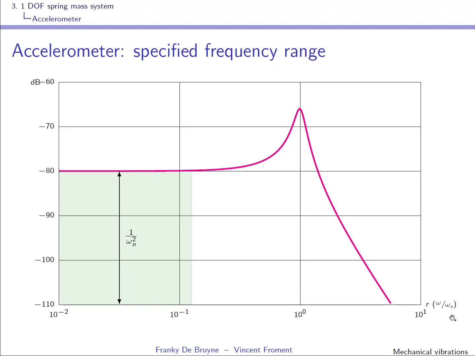Well, this is the principle of an accelerometer. If you consider frequency ranges that are far below the natural frequency, you can say that this displacement is measured and it is proportional, and the proportionality factor is given over here, to the acceleration of the object.